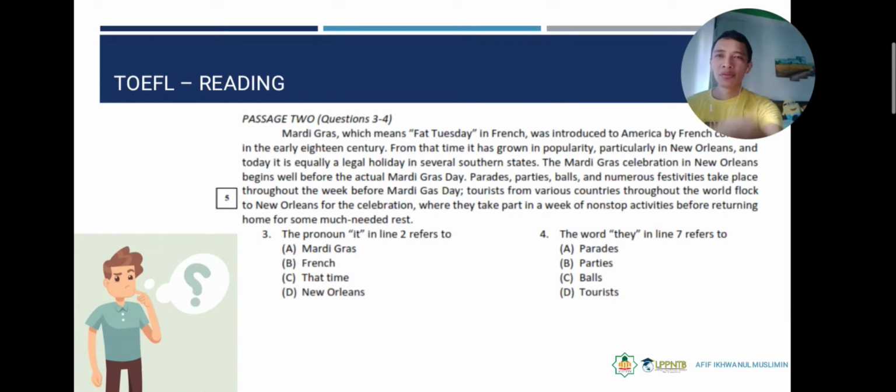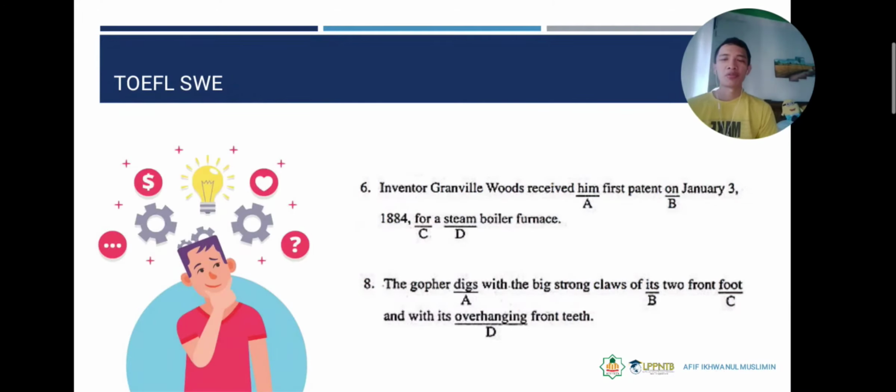Or when you go to TOEFL structures and written expressions, you will find some examples of questions like "Inventor Granville Woods received him," so you have the word him there. Or you can find it in the second example of questions. So here, to decide whether those choices are correct or incorrect, you should have the knowledge about him and its. Are they correct? Okay, we will discuss it later.